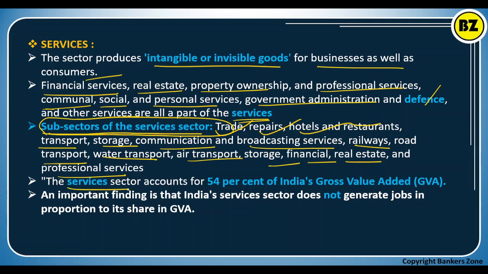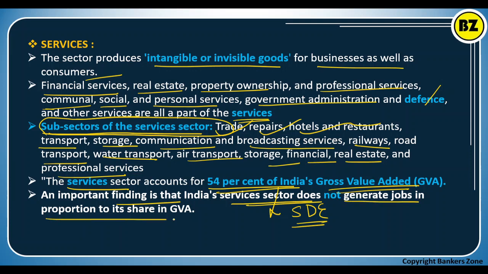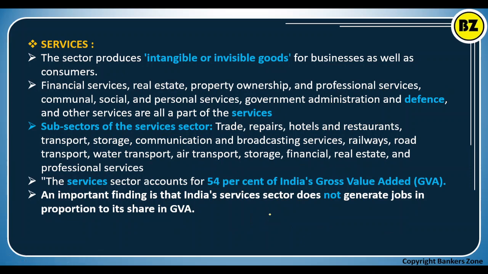Now the service sector accounts for around 54% of India's GVA. So if it is more than 50%, we can say our economy is a service oriented economy. An important finding is that the service sector does not generate jobs in the same proportion as its share in the GVA. It has 54% of the contribution in the GVA, but its contribution in job generation is not in proportion with that 54%. That means it is less than 54%, obviously. So it is important to note that we are a service sector economy.